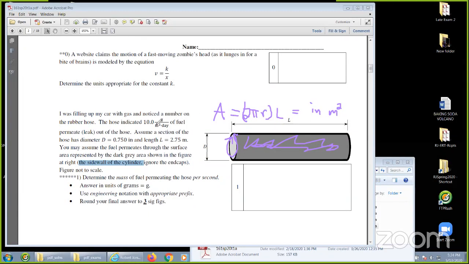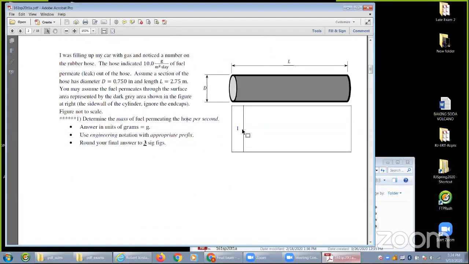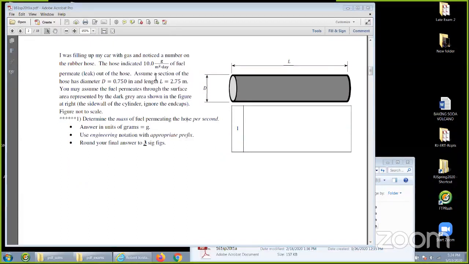So notice I have this piece. If I multiply this number by this area, that gives me grams per day. And now after I do that, it says per second, so I'm going to have to convert. All right, so let me go ahead and do this one here. And I need just a little more room.